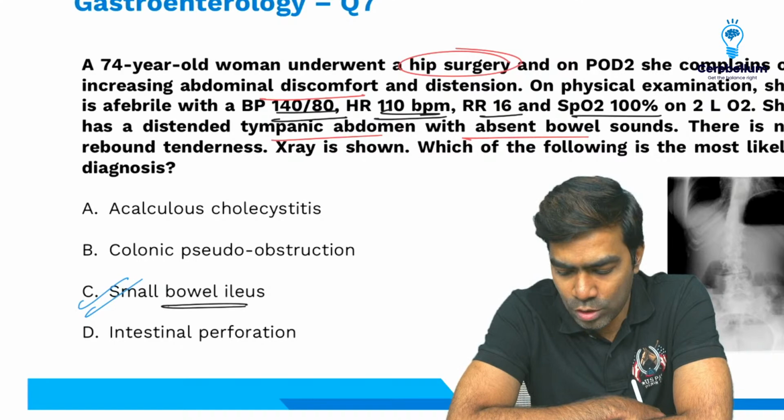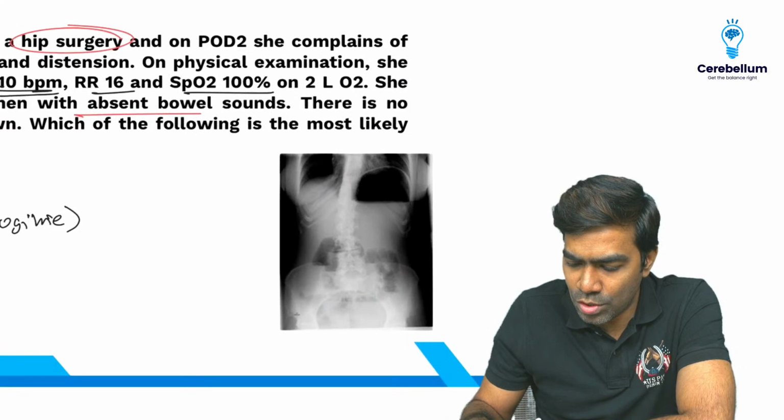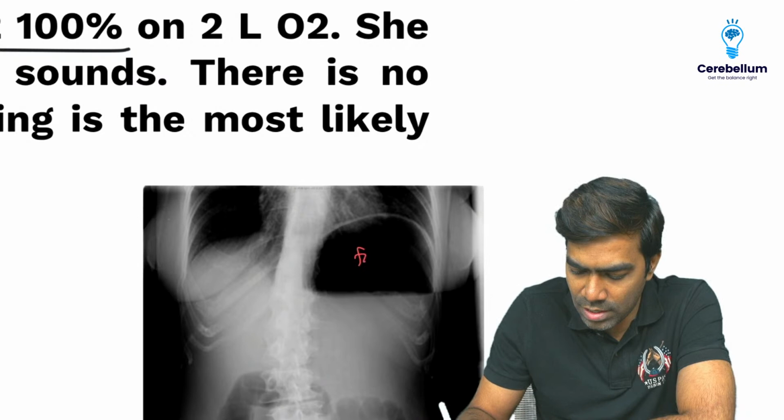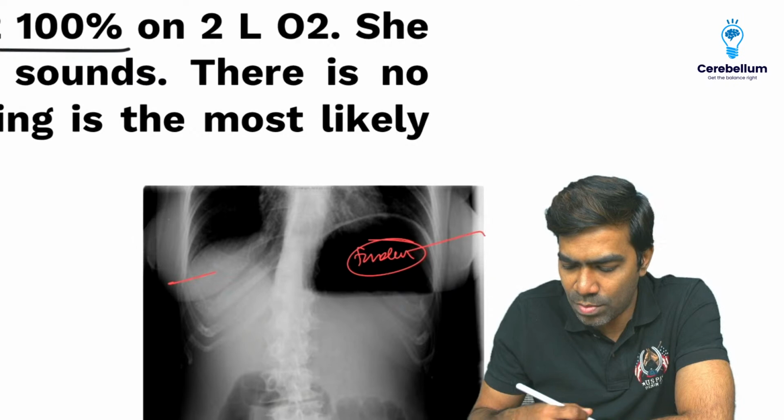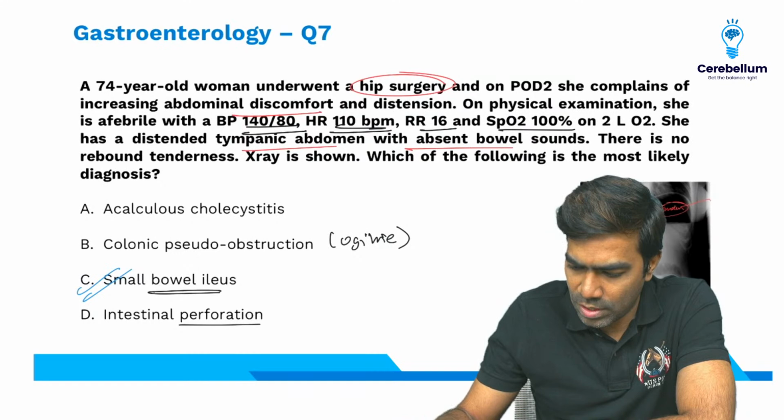If it were intestinal perforation, you should see air under the diaphragm. I'm not able to see any air under the diaphragm. Look at this patient. This is the fundus. I'm not able to see any air under the diaphragm whatsoever. So this is definitely not perforation. Technically, this is nothing but a small bowel ileus.